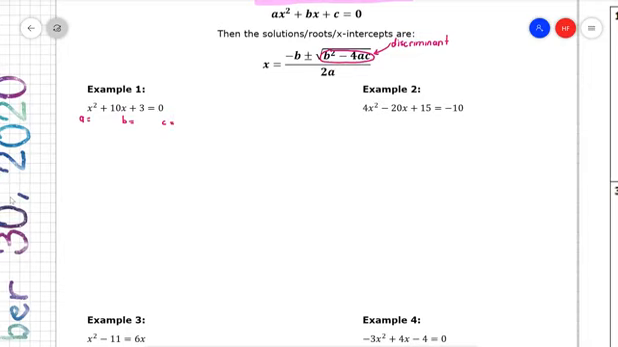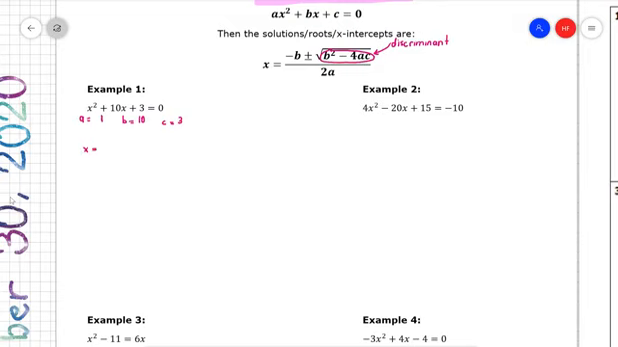So remember in the other videos when we only needed A and B for the vertex and the axis of symmetry, but I was always writing out what C was as well. That's because we need it for this quadratic formula. So A is 1. I don't see the coefficient for the x squared. B is 10. And C is 3. And then I'm just going to plug them into the quadratic formula.